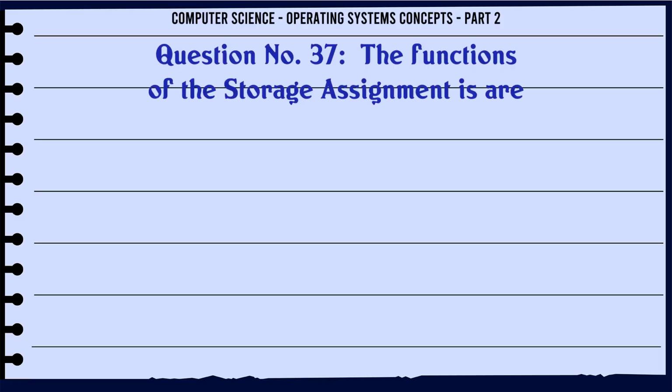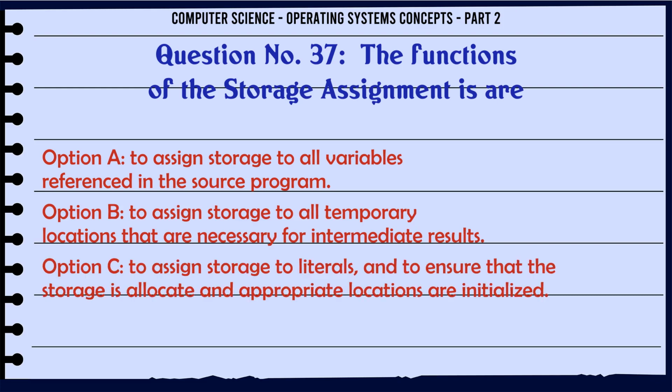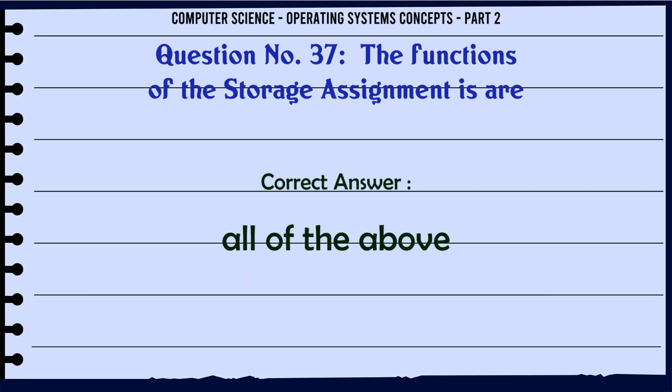The functions of the storage assignment are: A. To assign storage to all variables referenced in the source program, B. To assign storage to all temporary locations that are necessary for intermediate results, C. To assign storage to literals and to ensure that the storage is allocated and appropriate locations are initialized, D. All of the above. The correct answer is all of the above.